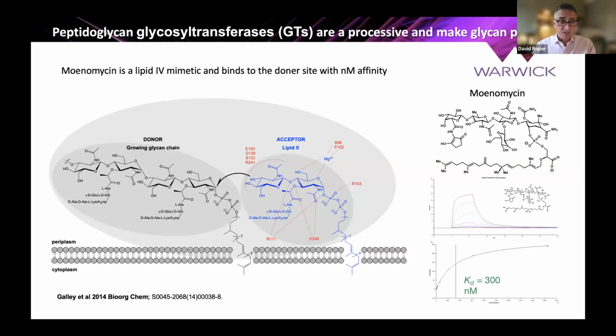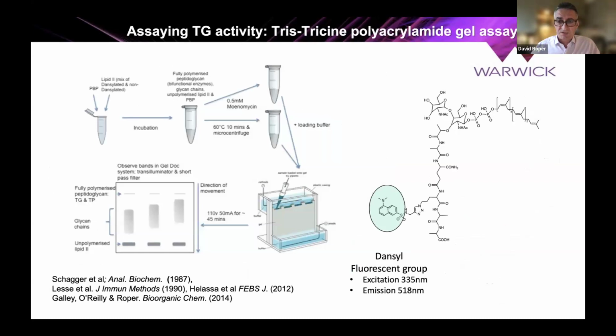There is an all-important inhibitor of the process called moenomycin, a natural product with no natural resistance that is known, which binds with nanomolar potency to the donor site of the active site.